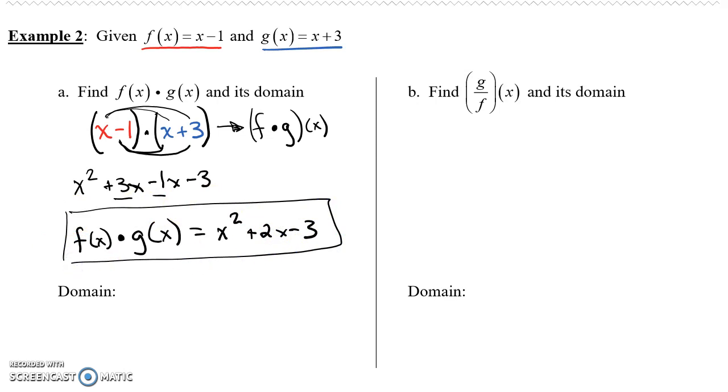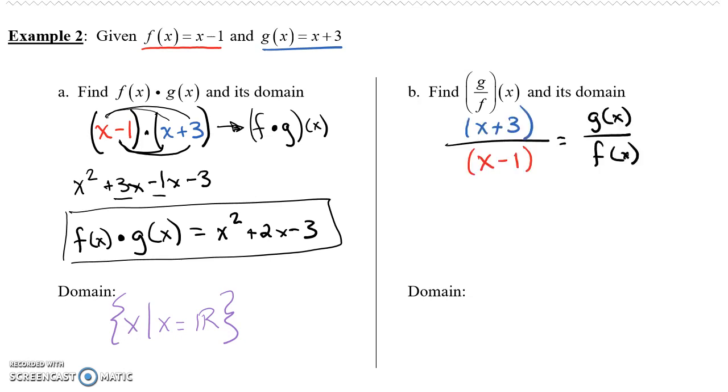And as far as domain goes, I have no restrictions for f of x, no restrictions for g of x. There's no quotient here, so I don't have to worry about the extra restriction. Therefore, my domain will have the same domain as these, or all x values, such that it's all real numbers.